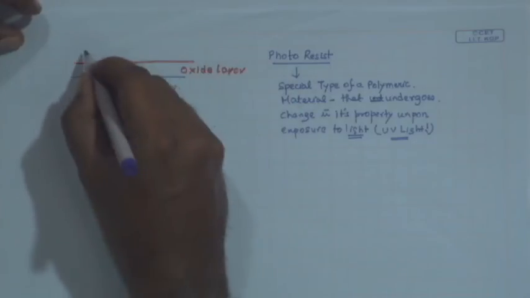So what you want is a specific layer which will change its property only when you want it to change, that is, when you expose it with some UV light or specific wavelength light, and then only it changes its property, and that is precisely what you do.